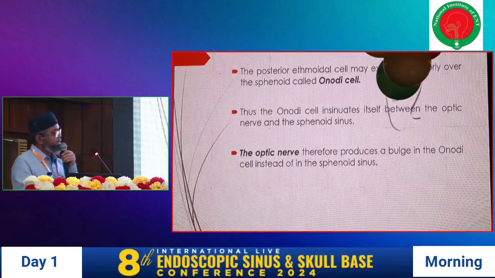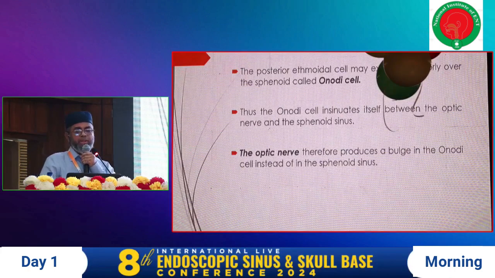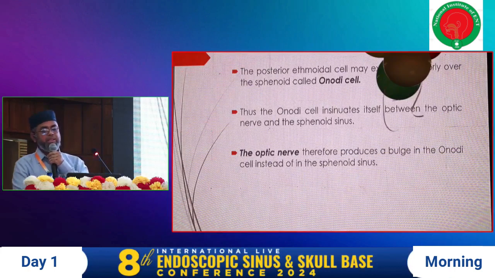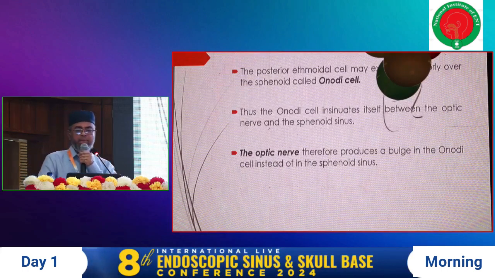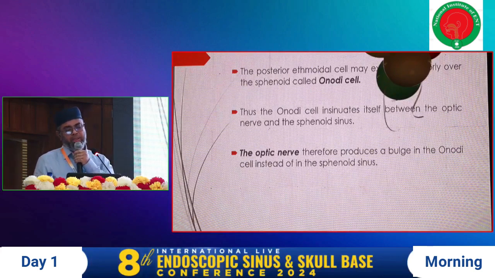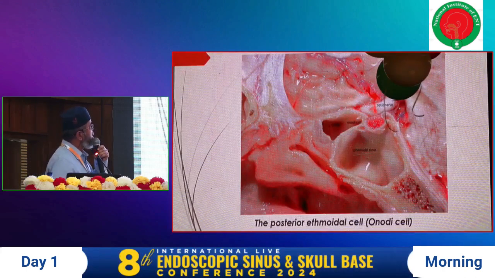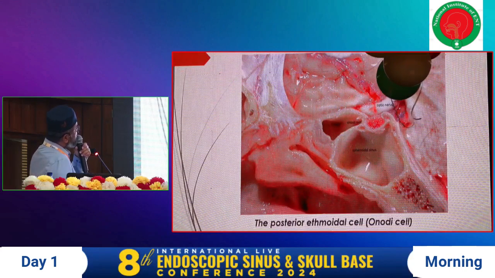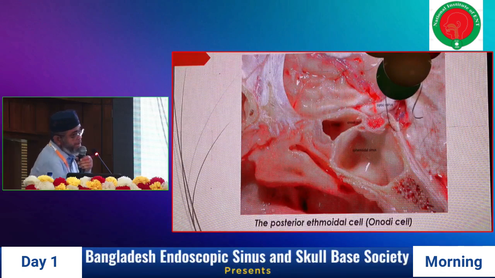The posterior ethmoidal cell may extend posteriorly over the sphenoid, and is called an Onodi cell. Thus, the Onodi cell insinuates itself between the optic nerve and the sphenoid sinus. The optic nerve therefore produces a bulge in the Onodi cell instead of the sphenoid sinus. In this picture we can see the Onodi situation. This is the superior surface of the sphenoid sinus, and this is the optic nerve. The optic nerve may give an impression in the Onodi cell instead of the sphenoid sinus. Even the optic nerve can enter into the Onodi cell.